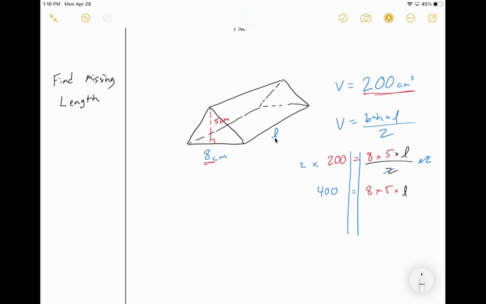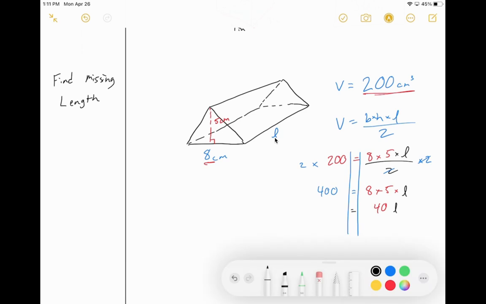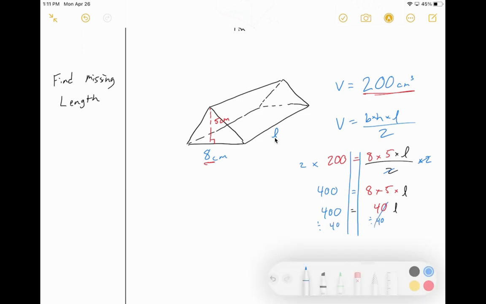Next, I can simplify and finish my equation. 8 times 5 is 40. So 40 times L is equal to 400. And then my last step is to divide by 40 on both sides. If I divide by 40 on both sides, my 40s cancel out, and I'm left with L is equal to 10. So I found my length.